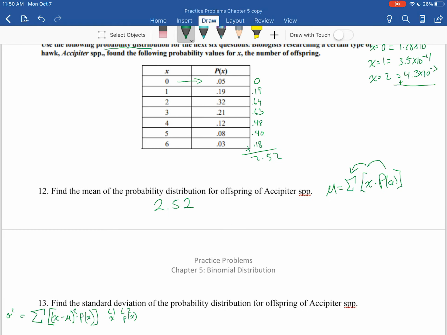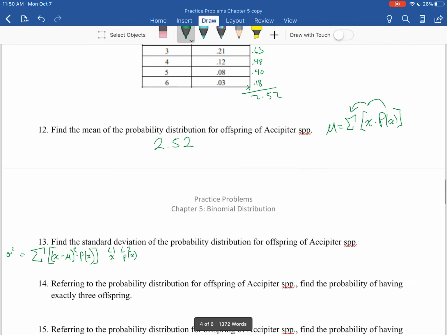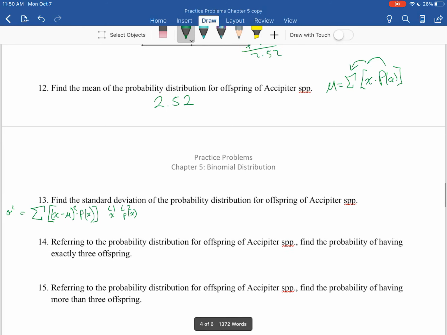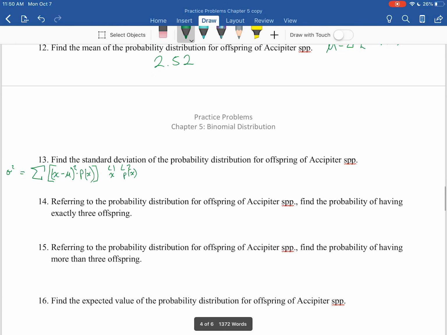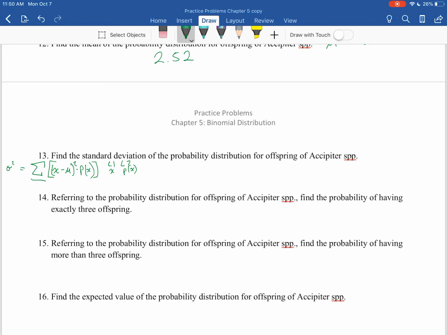So here you would make this like a list 1 and make this your list 2. And then when you go and run one variable statistics that you may have been doing for your mean and standard deviation, instead of just putting list 1, you put list 1 and list 2 for there, and you'll get the mean and standard deviation of a probability distribution. Or you can follow these formulas that are found in the book or right here.